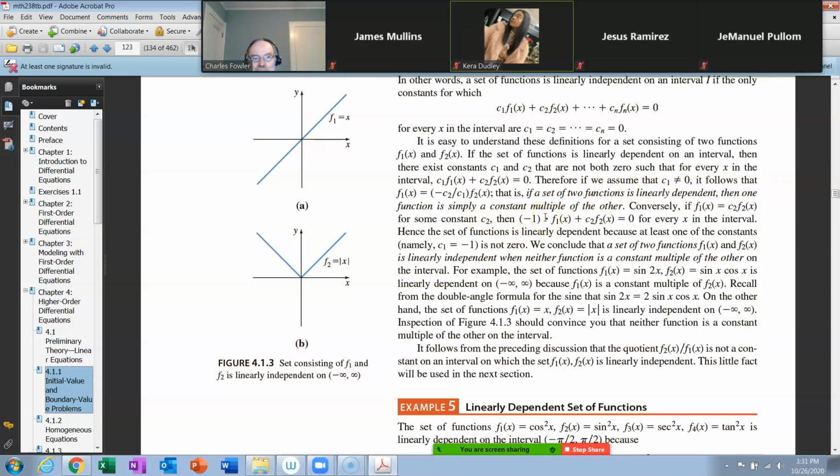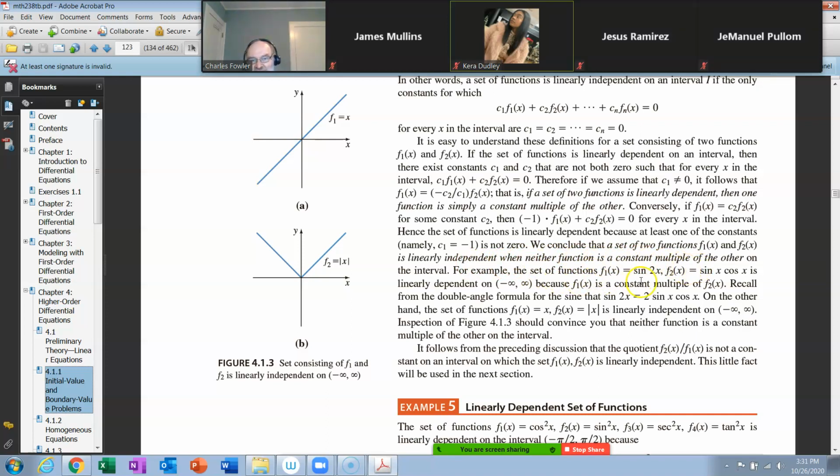Conversely, if F1 is equal to C2 F2 for some constant C2, then multiply the left-hand side by -1 and add it to this, and then it will be equal to 0 for every x in the interval. Hence, the set of functions is linearly dependent, because at least one of the constants, for instance, C1 equal -1, is not 0. They're just saying everything round and round. We conclude that a set of two functions, F1 and F2, is linearly independent when neither function is a constant multiple of the other one.